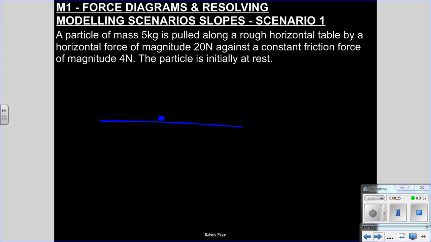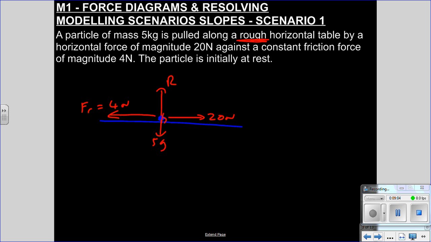So particle of mass 5 kilograms, so there's our weight straight away, 5g. Remember, it's resting on a table, horizontal, so therefore it has to have this normal reaction force, otherwise it would just keep falling through the table. It's being pulled along a rough surface, so as soon as you hear rough, that should make you think, oh, there's friction in there, by a horizontal force of 20 newtons. So there's 20 newtons, and the frictional force has magnitude 4 newtons. So friction, Fr, is always going to act in the opposite direction of the intended movement, 4 newtons.